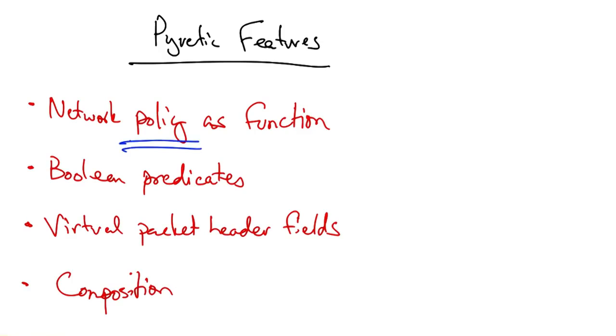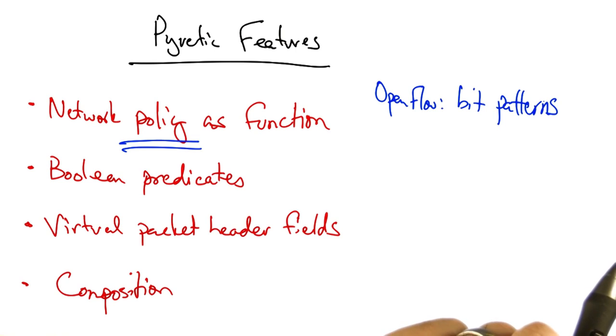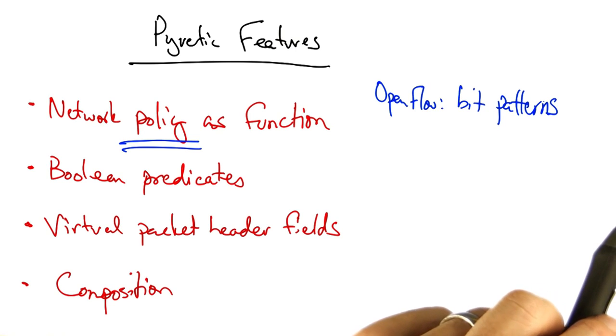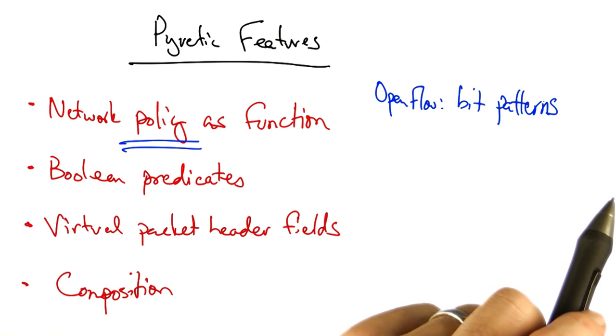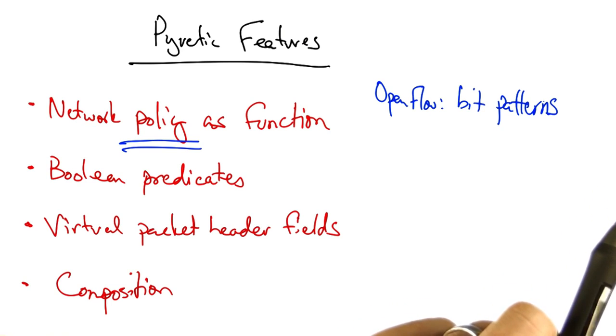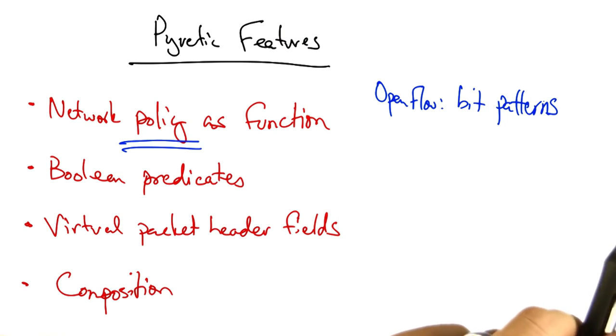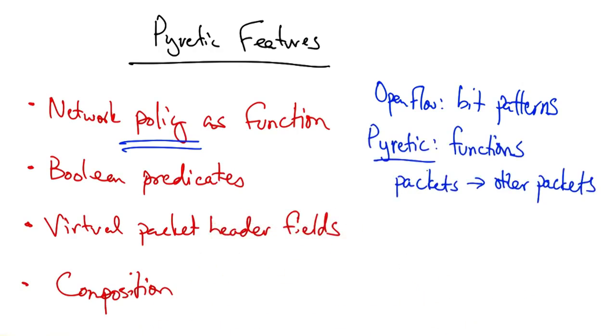The notion of network policy as a function contrasts with the OpenFlow style of programming. In OpenFlow, policies are simply bit patterns. In other words, match statements for which matching packets are subject to a particular action. These types of policies can be particularly difficult to reason about. In contrast, in Pyretic, policies are functions that map packets to other packets.